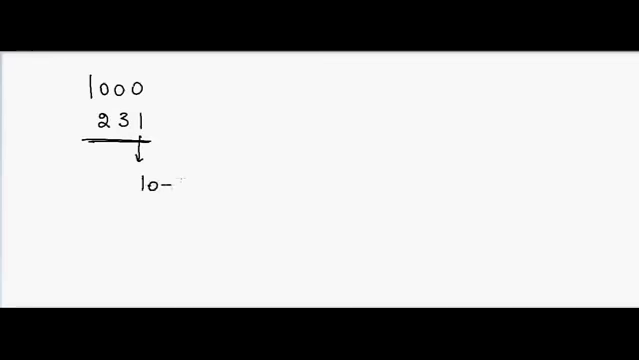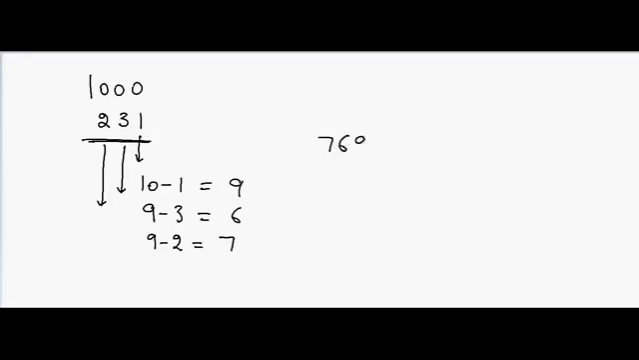So 10 minus 1 is 9. Then I'll take the second number and subtract it from 9. That will be 6. Then I'll take the third number and also subtract it from 9, equal to 7. So my answer will be equal to 769.